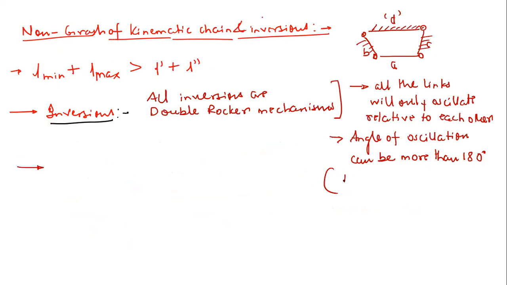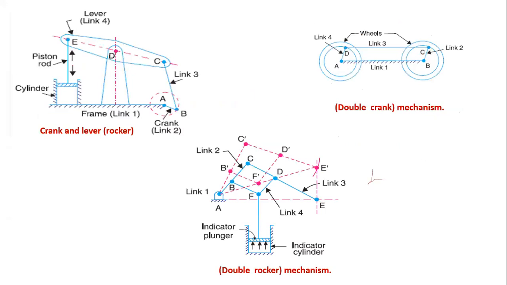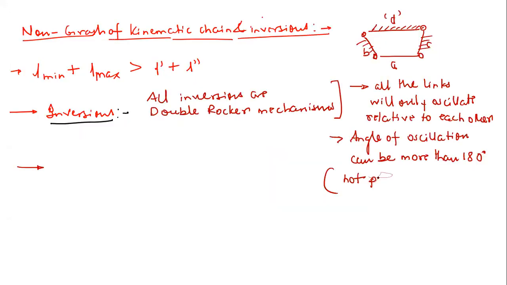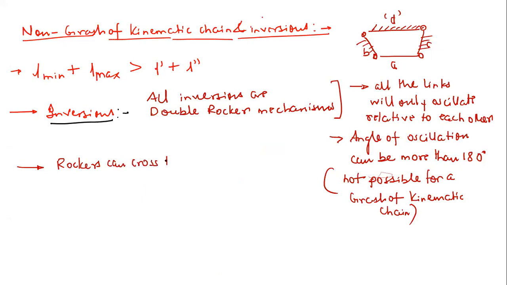So let us see this. Very important thing, let me write down here: not possible for a Grashof kinematic chain, right? So just remember this. Now what does it mean? That means it's very simple, that rockers in this case can cross the line of frame, right? So let me draw this and explain this through a simple diagram.